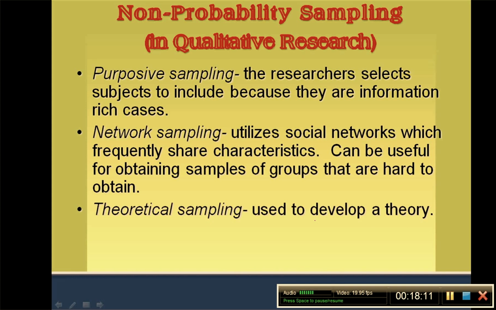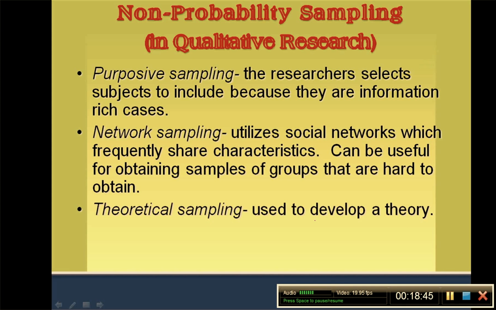Network sampling utilizes social networks, which frequently share characteristics. Maybe we're taking a look at people who utilize online auctions, and we go to different auction networks to see what's going on there. It's a useful sample of groups that might be hard otherwise to obtain. But you have to be careful. That's a very thin line there about the bias.